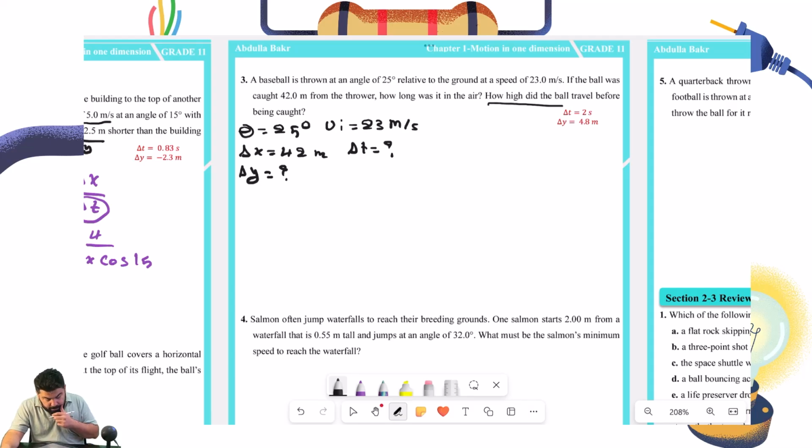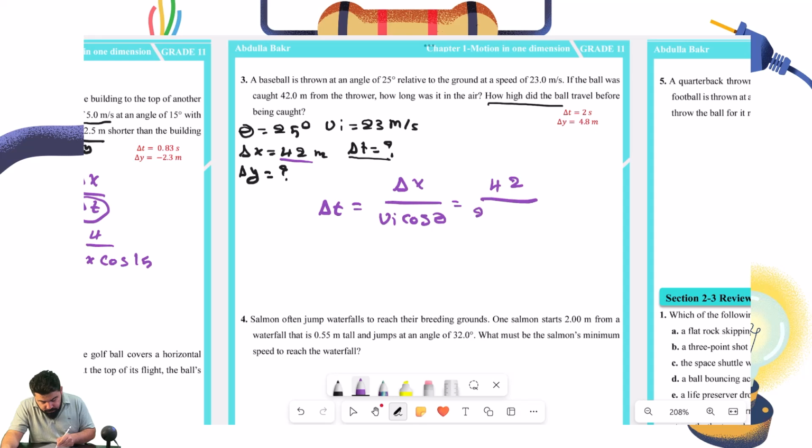Now, for finding delta t, guys, I'm gonna say what? Again, the same equation I used. So delta t is equal to delta x divided by v initial cosine theta. I have delta x, which is 42. I have v initial, which is 23, multiplied by cosine of 25.